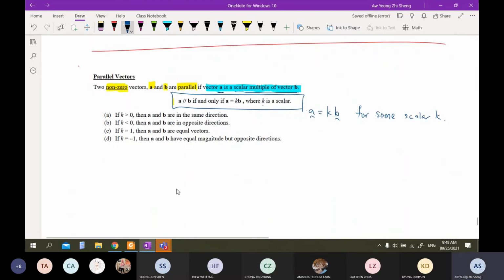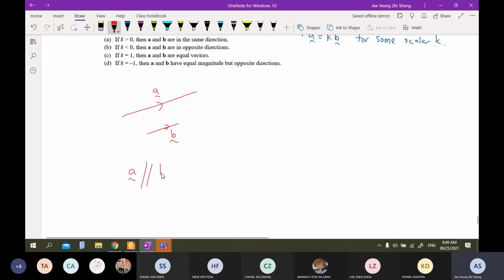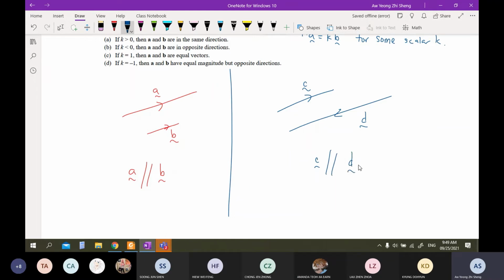Okay, I can draw some diagrams here for you to visualize. If my A goes this way, then my B is just a shorter version. Then of course A and B are parallel. In this case, we say A is parallel to B. Now if I give you another example, if my C goes this way, and my D goes the opposite direction, we still say C is parallel to D.